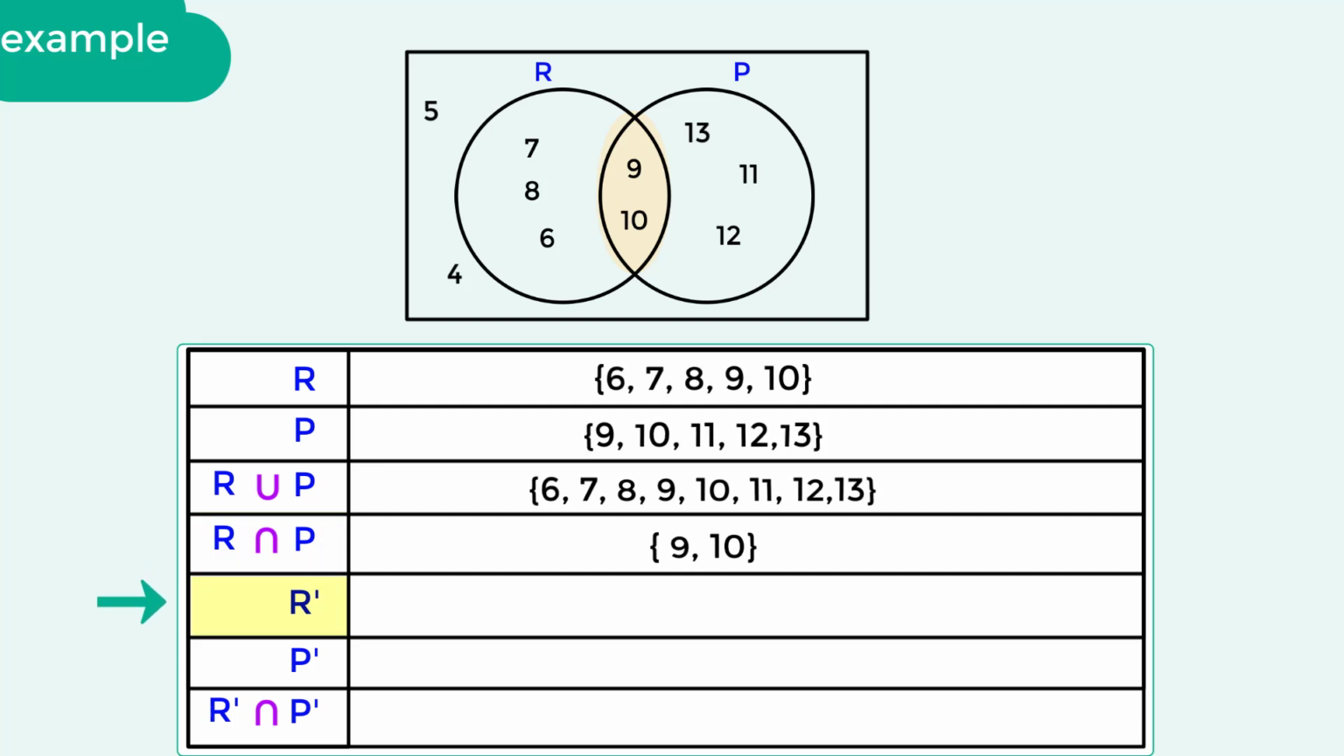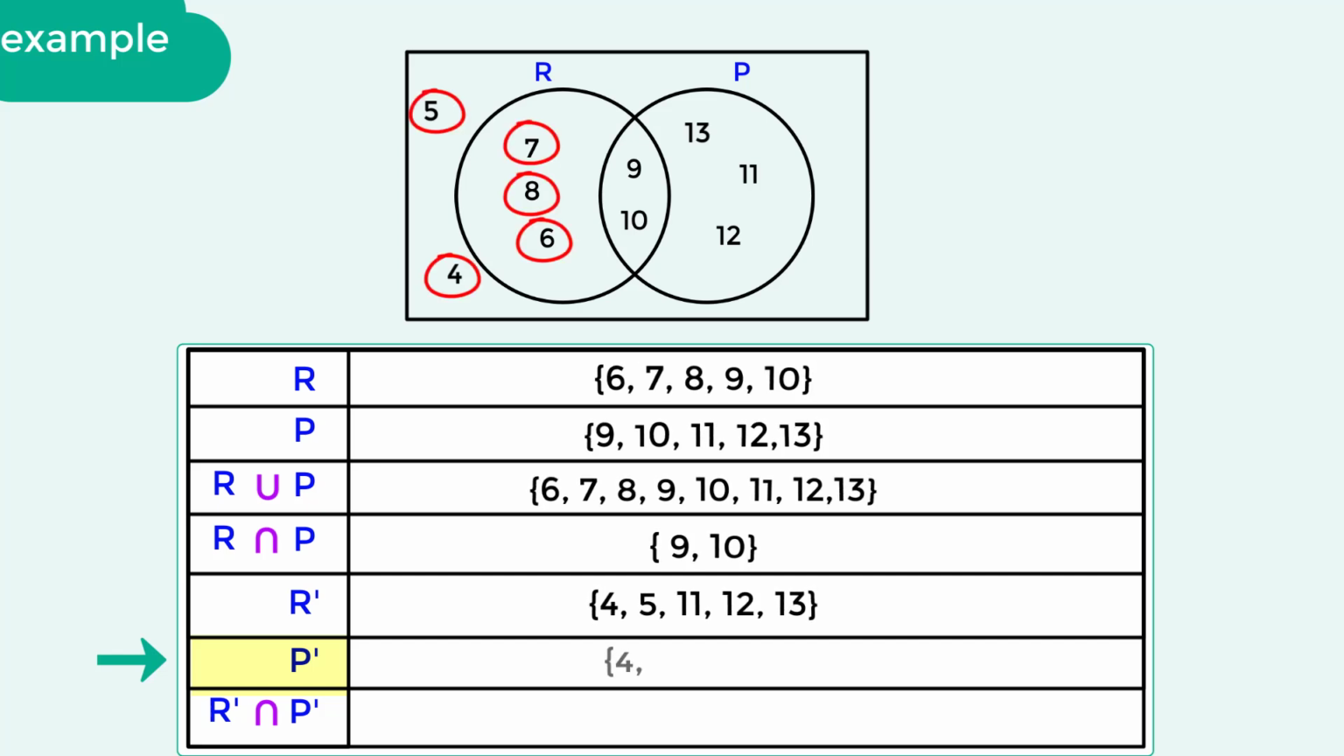R complement is the set that excludes all the elements of R. So this set will include 4, 5, 11, 12, and 13. P complement is the set that excludes all the elements of P. So this set will include 4, 5, 6, 7, and 8. R complement intersect P complement is the set containing all the elements common to both R complement and P complement. So this set will be 4 and 5.